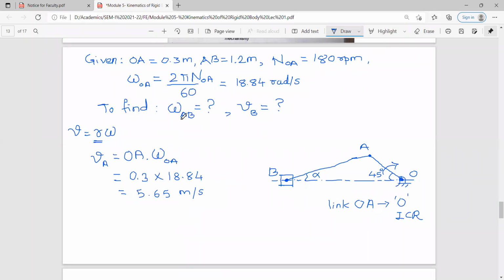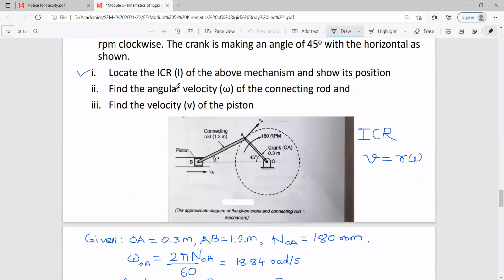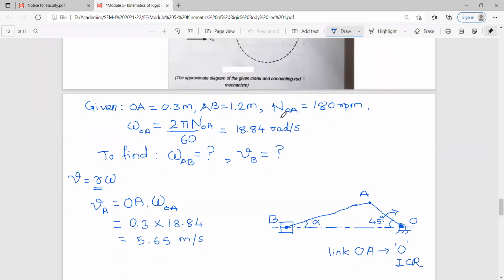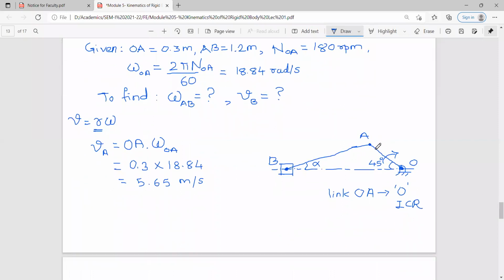Next, what we have to solve, that we have to find out the ICRs. Locate the ICR of the above mechanism. Okay. So as I told you that there are two links. One is crank and another is AB. Crank ICR, we know that point O is the ICR of the crank. Then where is the ICR of link AB? Link AB ka ICR kahan hai? And how to find out? Perpendicular. Correct. Perpendicular to.